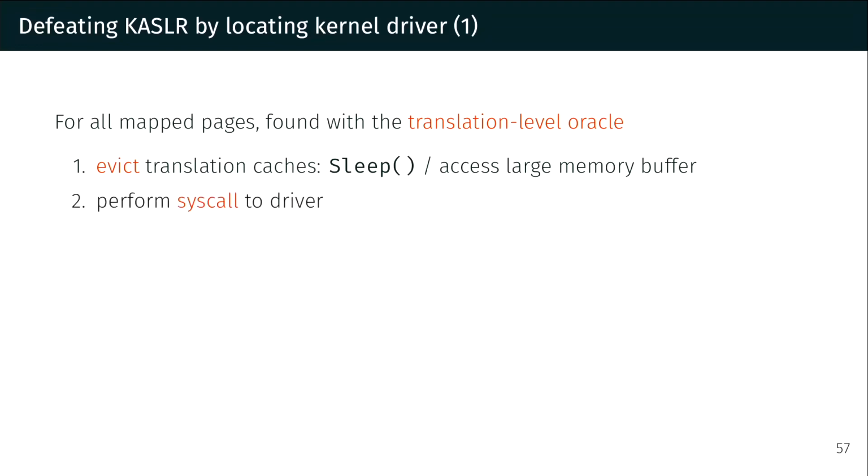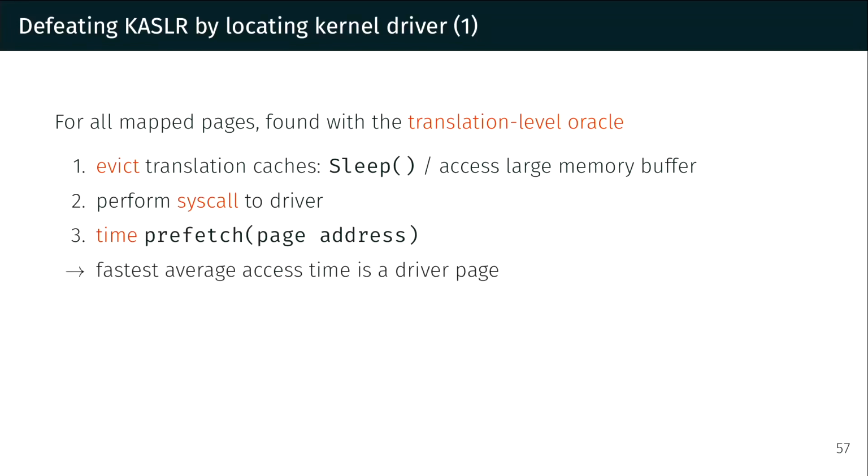Then we perform a syscall to the driver. So there's code of the driver executed and loaded into the cache. And then we just measure the time prefetch takes on this address. And in the end, the fastest average access time is the driver page. So we can mount this attack on Windows 10 in less than 12 seconds. So we can defeat KASLR in less than 12 seconds, which is very nice.